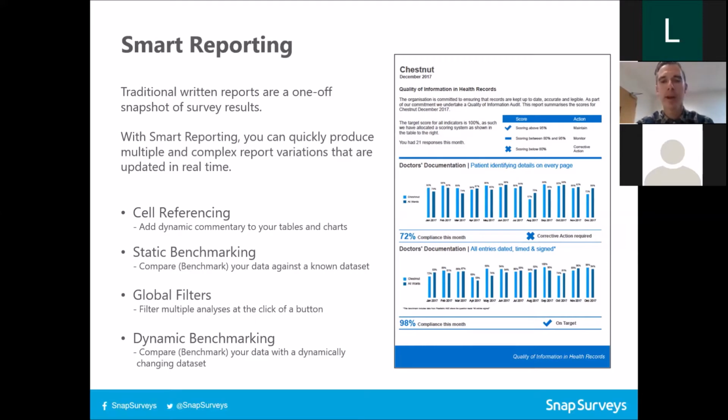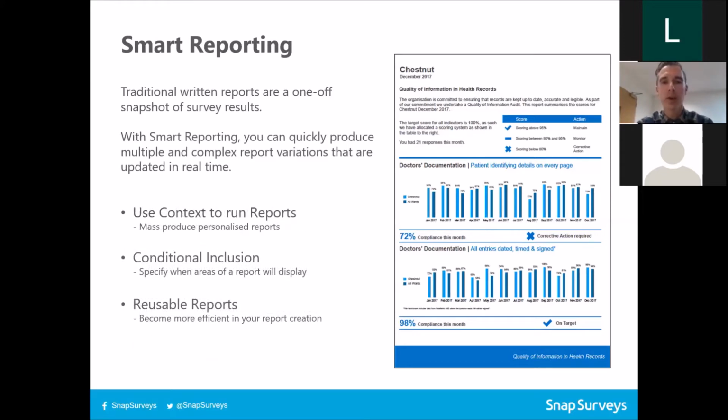Global filtering is a way of mass producing or mass filtering all your tables and charts. So rather than having to filter them individually one at a time for a different department or different area, then we can set what's known as a global filter, and that will instantly filter all your reports or all your tables. Dynamic benchmarking is benchmarking your data, but this time against a dynamically changing benchmark. So rather than saying, how does our data compare against last year's data, we're saying, how does our data compare against the rest of the company, but the rest of the company now? So it's dynamically changing.